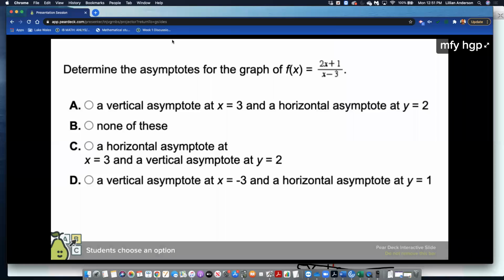So for this one, you have to determine the asymptotes. Granted, it's multiple choice, so it's like cross elimination. If you get one part, you look and say, oh, well, it has to be that one. But how do we find a horizontal asymptote?